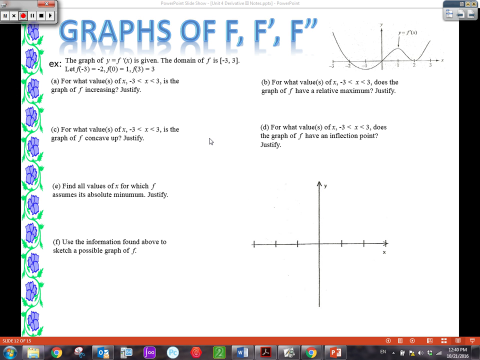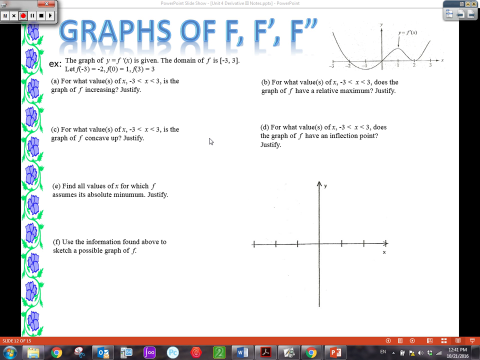Okay, let's take a look at today's lesson. We're going to look at graphs of f, f prime, and f double prime. Basically, we're going to find information off of graphs and apply it to questions. That's what we're going to be doing, looking at it graphically. So this is the exact kind of question that you might see on the AP test.